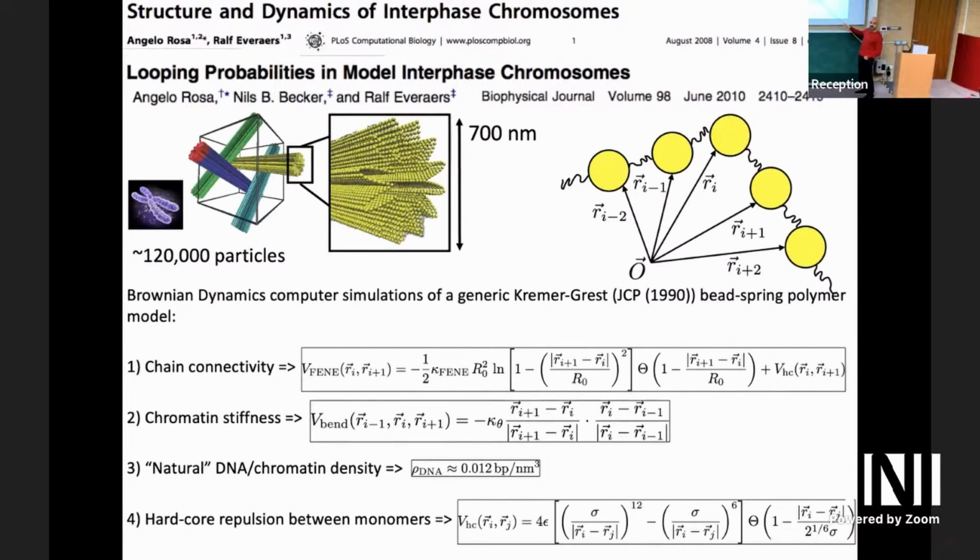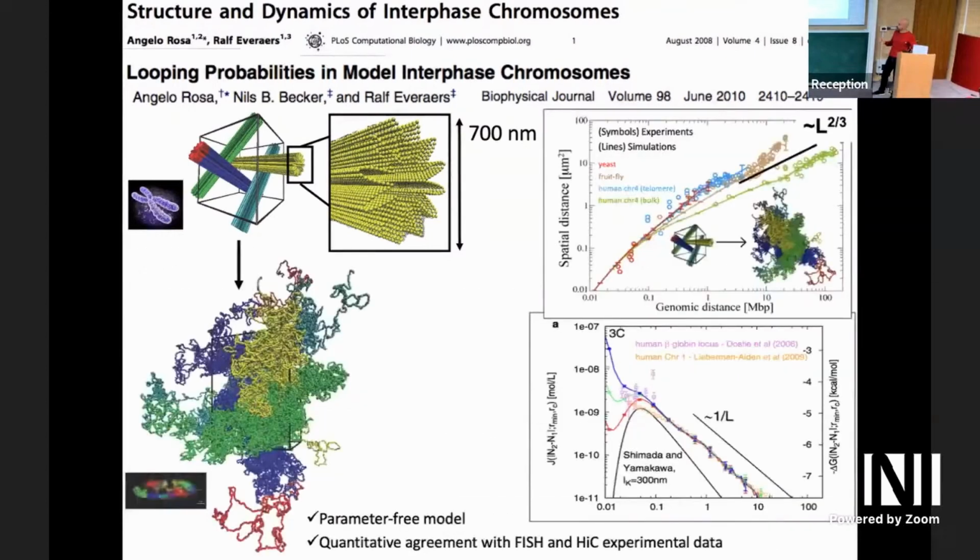Yeah, 30 nanometers. We assume that the 30 nanometer fibers form, which I know people do not believe very much in vivo, or don't believe at all. But that was the essence. This is not very important, this fine detail, in the end.